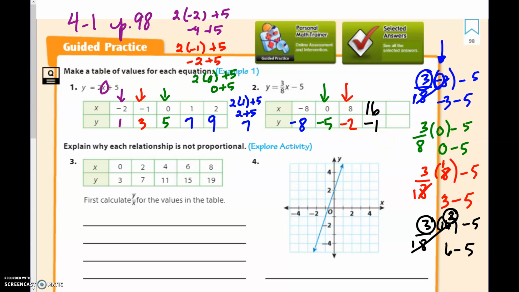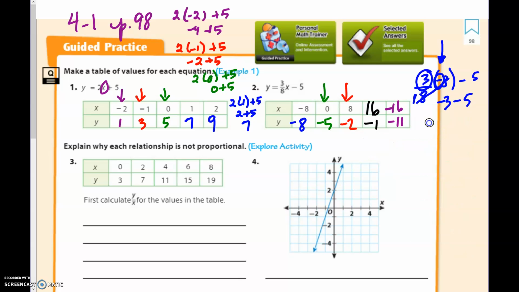Now, I can also pick the number negative 16 so that when I do this, I have 3 eighths times negative 16 minus 5. So when I divide these out, this is a 1 and this is a negative 2. So 3 times negative 2 is a negative 6 minus 5 is negative 11. Now remember, you can be using your calculator and your fraction button in order to do these problems. All right, I'm going to erase my work here so we can do these next problems.